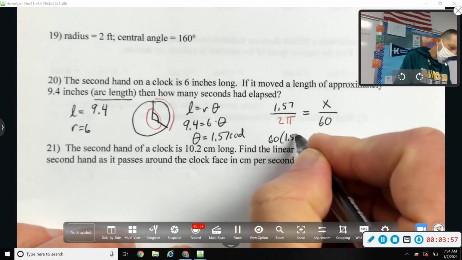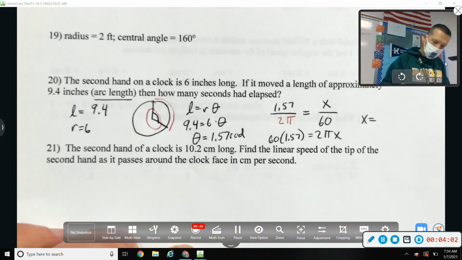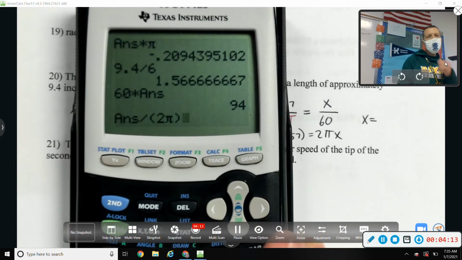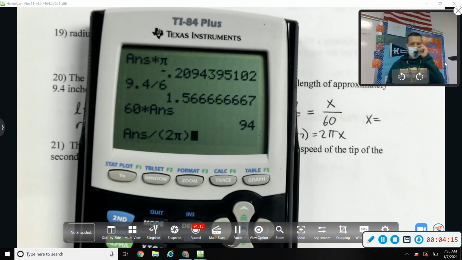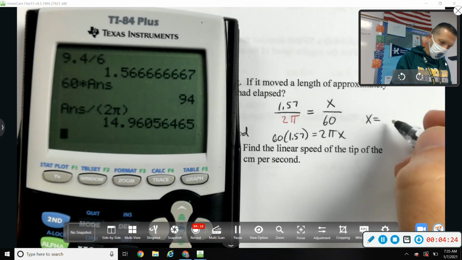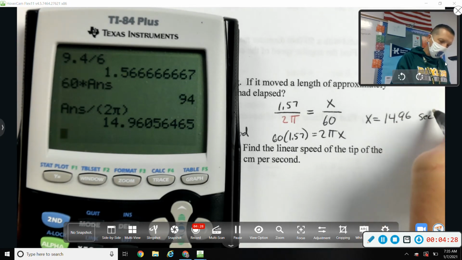60 times 1.57 equals 2 pi x. 60 times answer divided by, oh, be careful when you divide by 2 pi, make sure you're dividing by parentheses 2 pi. Otherwise it's going to divide by 2 and then multiply by pi. So 14.96 seconds have elapsed.